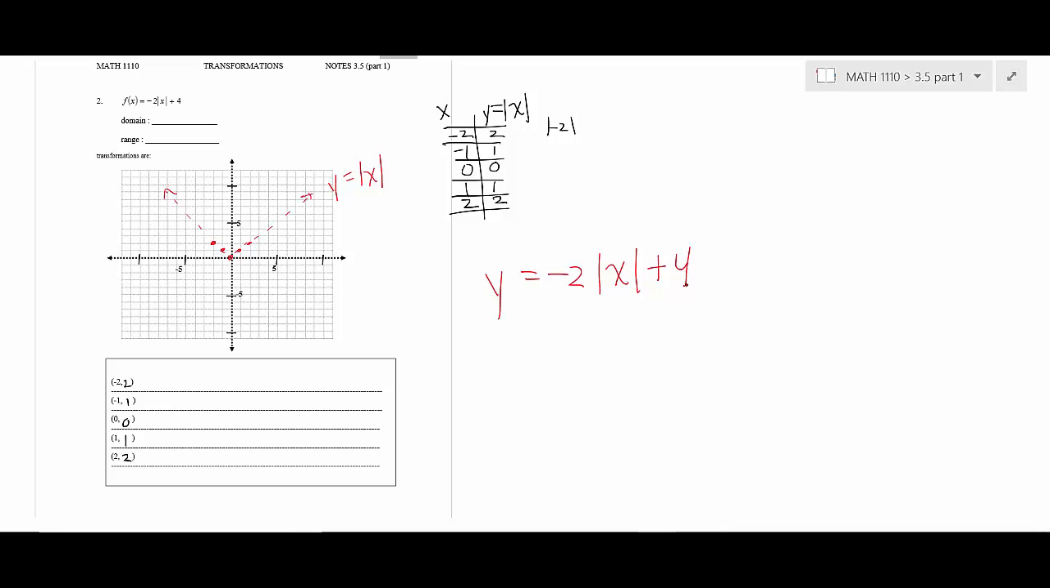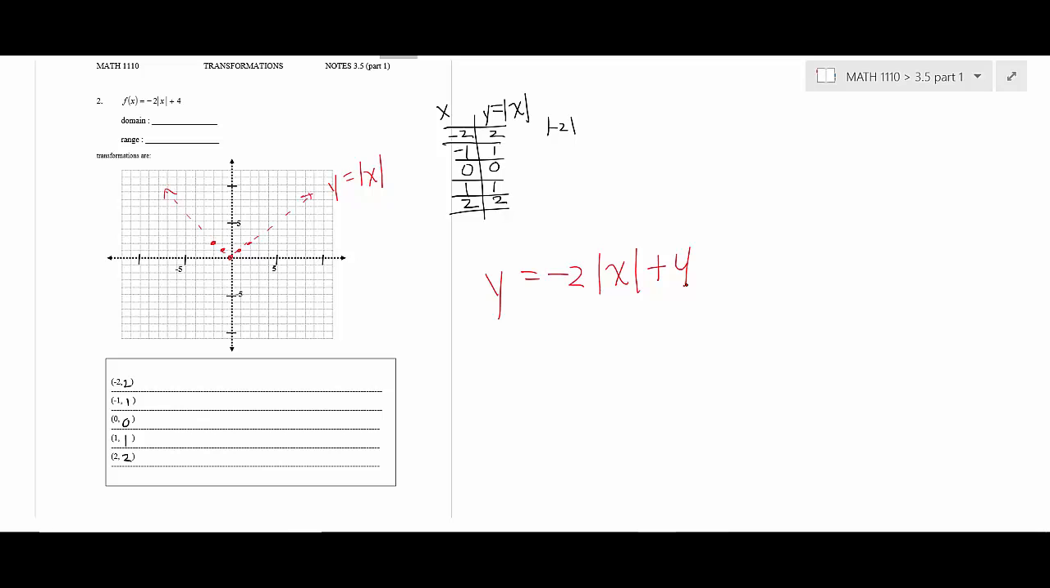Up 4. What does the -2 do? It multiplies the y's by -2. So it's going to do two things. What's the negative going to do? Flip it. What's the 2 going to do? It's going to make the y's get higher, so it's stretching. See, what that's going to do is make all the y's get bigger, therefore they get higher, so they stretch.